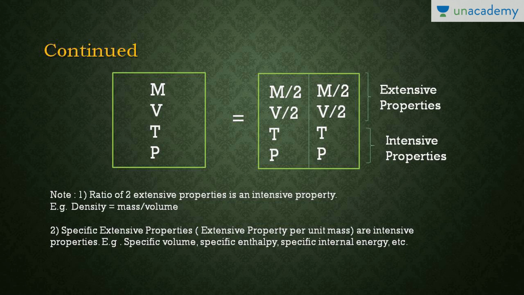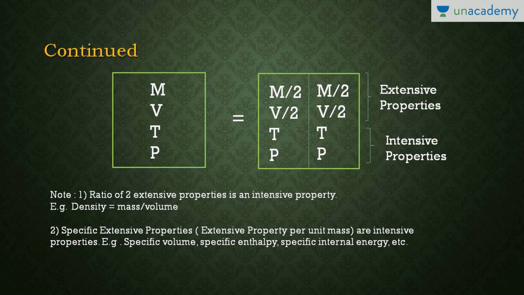And the last most important point: specific extensive property, that is specific volume, specific enthalpy, specific internal energy, these are all intensive properties. If the word specific is written along with a property, these are all intensive properties. Specific volume is what? Volume upon mass. Specific enthalpy is what? Enthalpy upon mass. Enthalpy is an extensive property.